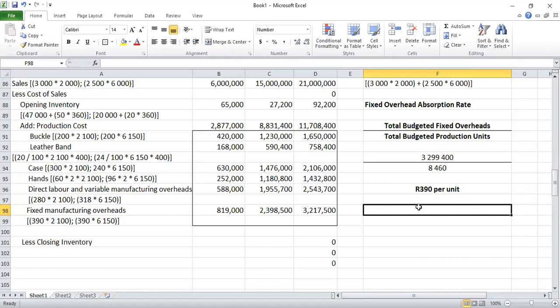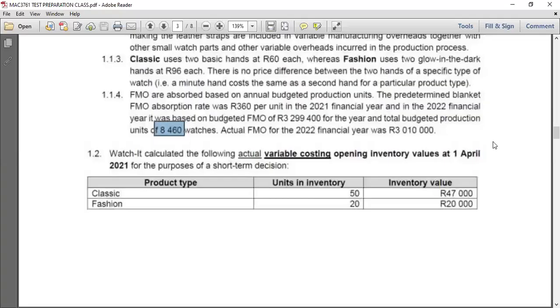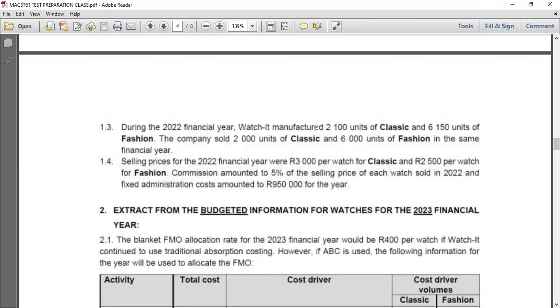Okay. But if they want you to use the actual, maybe they will give you the actual production, then instead of dividing by these budgeted units here, when they say use actual figures, you're not going to divide by this one. Instead, you're going to divide by these things here. Actually, the differences between the actual and the budgeted are the ones that will give us what I will be coming to after finishing my closing inventory. That is the overhead under or over absorption.